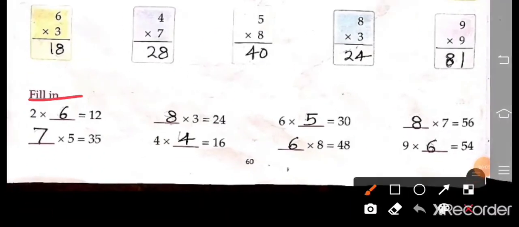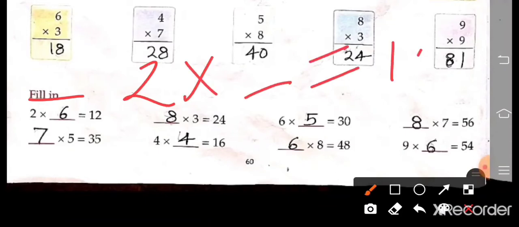Next is fill in. 2 multiply dash equal to 12. So read the table of 2. 2 1s are 2, 2 2s are 4, 2 3s are 6, 2 4s are 8, 2 5s are 10, 2 6s are 12. So here we have to fill 6.